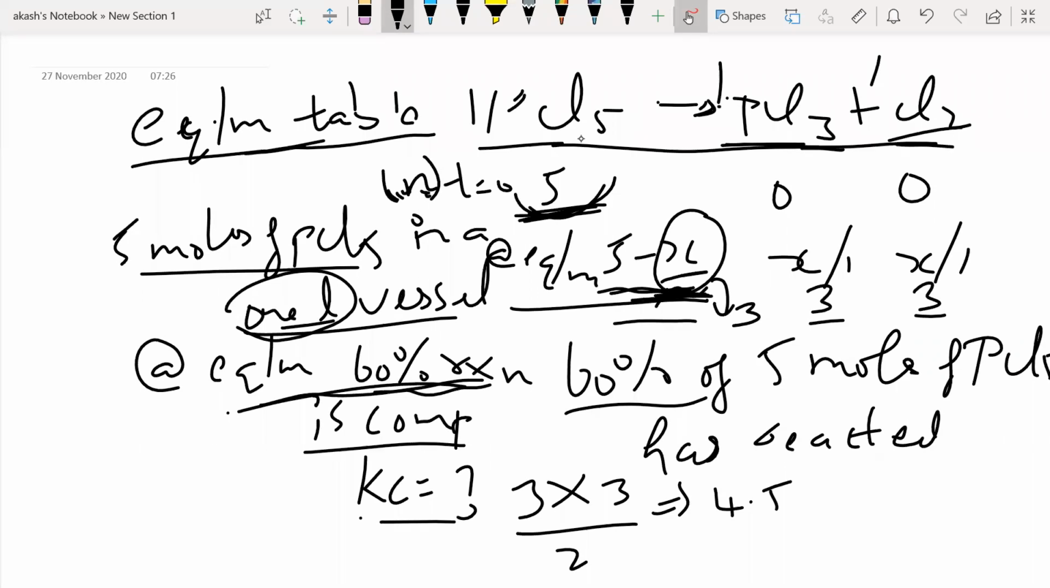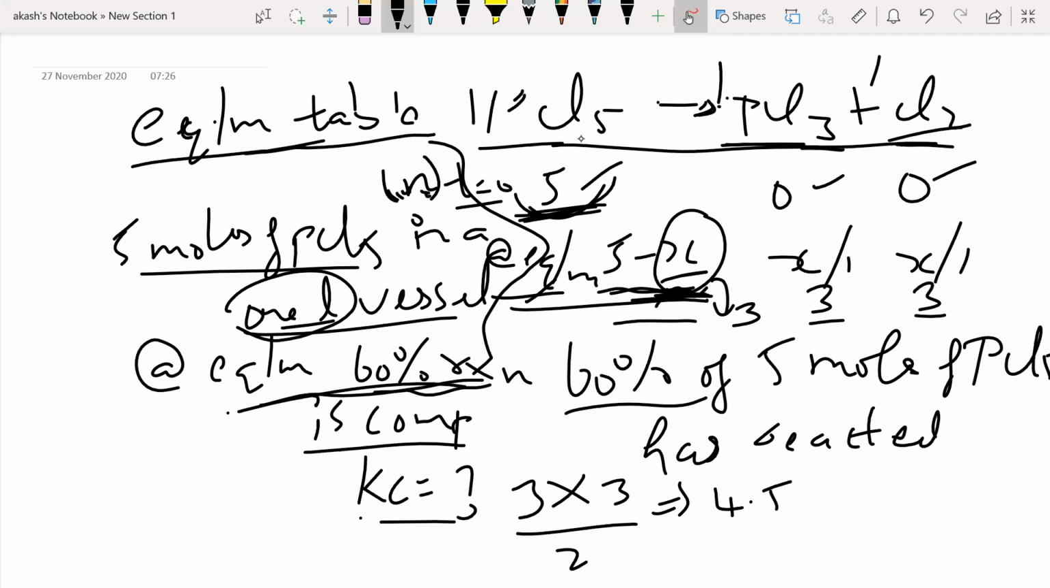Now what you are going to do is make the equilibrium table. What is the equilibrium table? At time t equal to 0, what is the data? At equilibrium, what is the data? For all the reactants and products you are going to fill that. That is the equilibrium table, right? So at time t equal to 0, they say I have 5 moles of PCl5 and obviously nothing of PCl3 and Cl2.